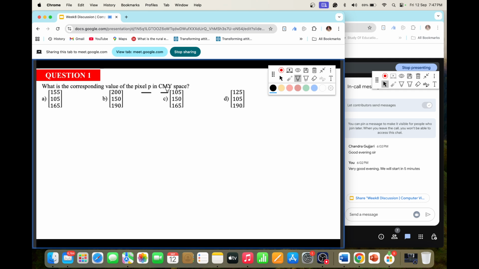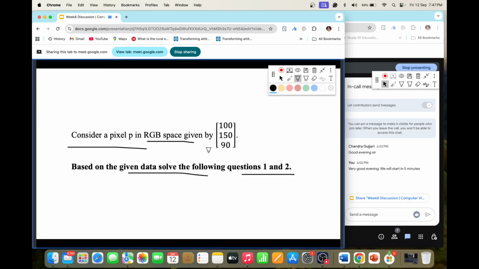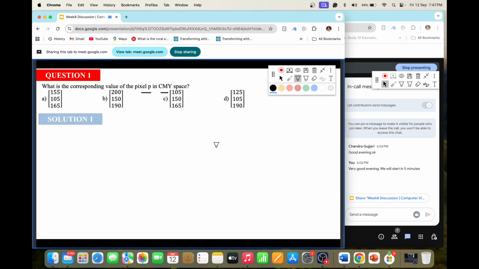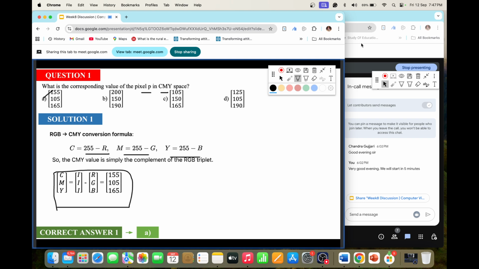It is very easy. How can we find pixel P in CMY space? It is 255 minus R, 255 minus G, 255 minus B. We already know the RGB from this, and we can easily find the CMY. That is, C is 255 minus R, M is 255 minus G, and Y is 255 minus B. So the CMY value is coming 155, 105 and 165. So option A is your correct answer.